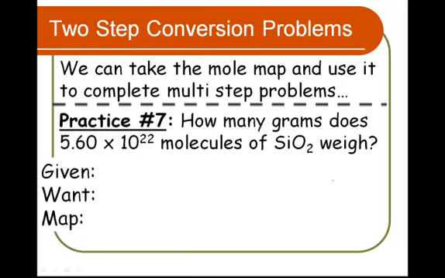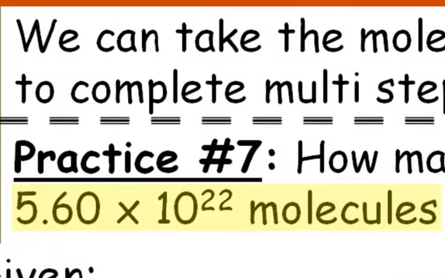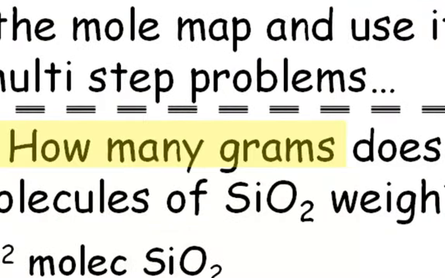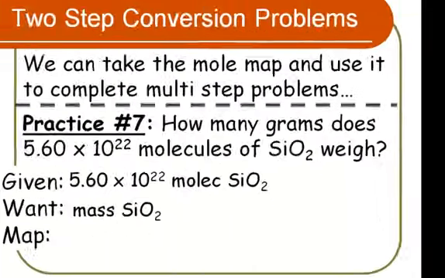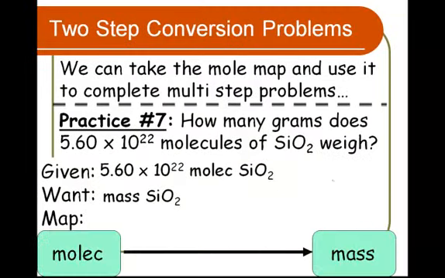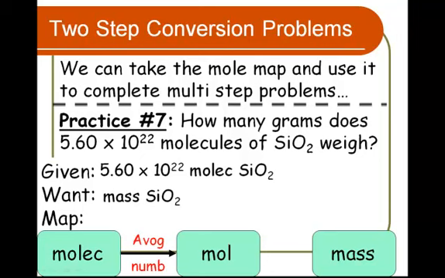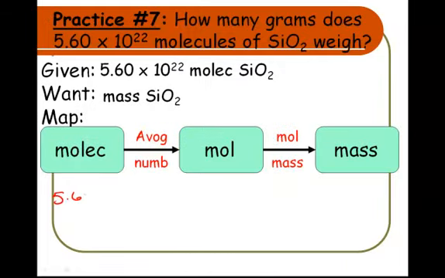How many grams does 5.60 times 10 to the 22nd molecules of SiO2 weigh? Well, we're given 5.60 times 10 to the 22 molecules, and we want mass of SiO2. So here we're starting on Molecule Island and want to get to Mass Island. Again, this bridge doesn't exist. So we have to travel to Mole Island. We get from Molecule to Mole Island by using Avogadro's number, and get from Mole Island to Mass Island using molar mass. So 5.60 times 10 to the 22nd molecules of SiO2.